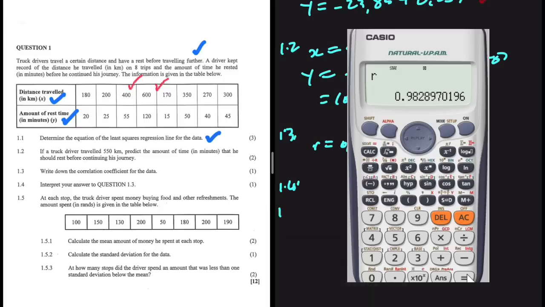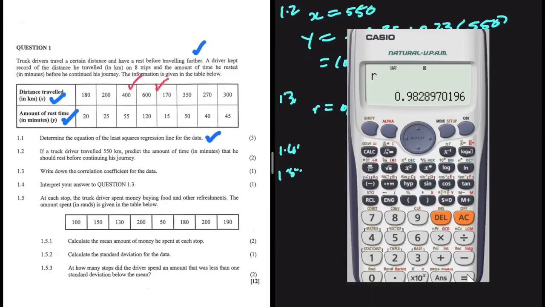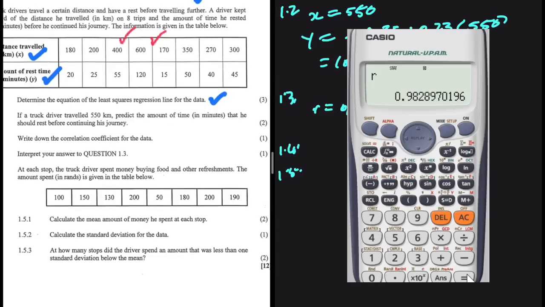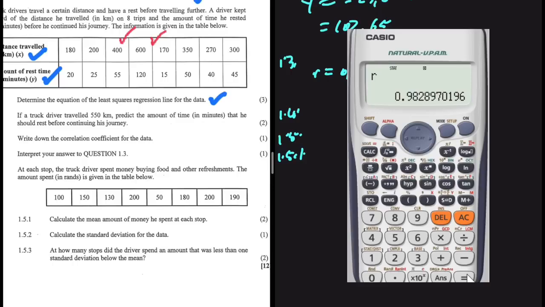That is 1.4. On the other hand, 1.5, at each stop, the truck driver spent money buying food and other refreshments. The amount spent in rands is given in the table below. Okay, we have the amounts. And the first question, 1.5.1, calculate the mean amount of money he spent at each stop. Again, we can use our calculator here. Let me show you how.